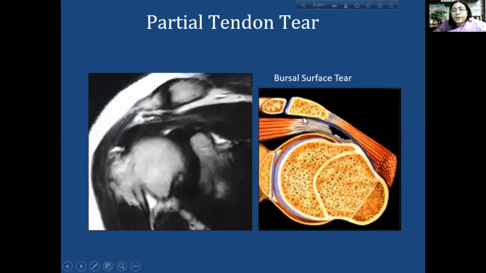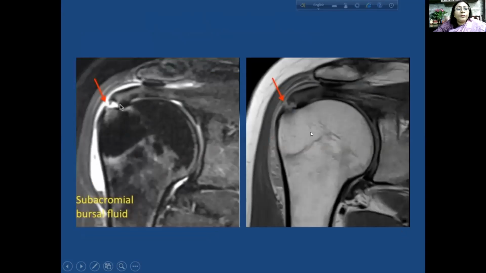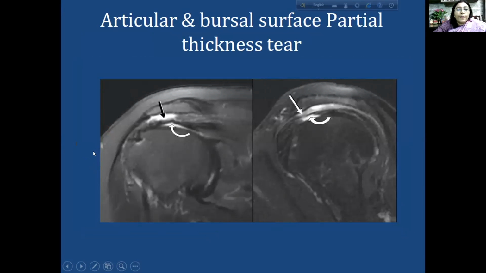Now the bursal surface tear. This tear involves the bursal fibers, sparing the articular fibers. Bursal surface tear continuous with the subacromial as well as subdeltoid bursa. Here the hyperintense signal change is seen involving the articular surface as well as the bursal surface, but some normal fibers go in between.